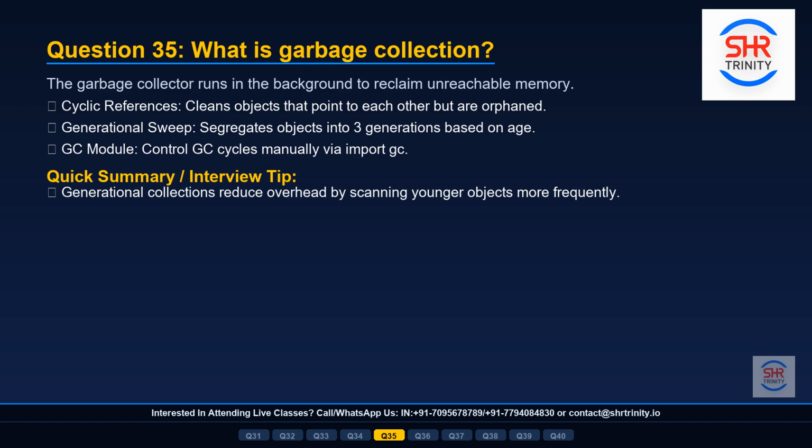Python's garbage collector uses a generational collection strategy. Objects are grouped into 3 generations, 0, 1, and 2. New objects start in generation 0. If they survive a collection cycle, they move up to generation 1, then 2. Generation 0 is collected most frequently because most objects are short-lived. This generational approach reduces collection overhead significantly. You can inspect and control this manually using the GC module.